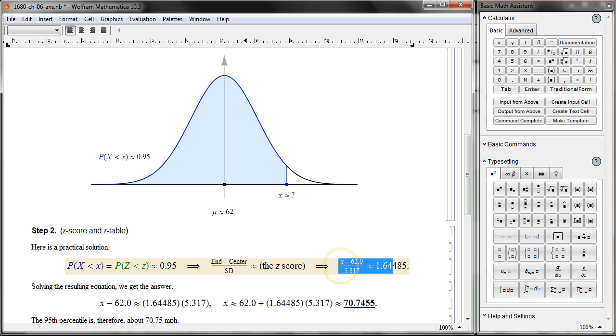Let's solve this equation. How do we do that? Flip this denominator to the other side by multiplying. That's what we have over here. And flip this subtraction by adding it to the other side. That's what this computation is all about. Run your calculator, you're going to get 70.74. So the 95th percentile is therefore about 70.75 miles per hour.